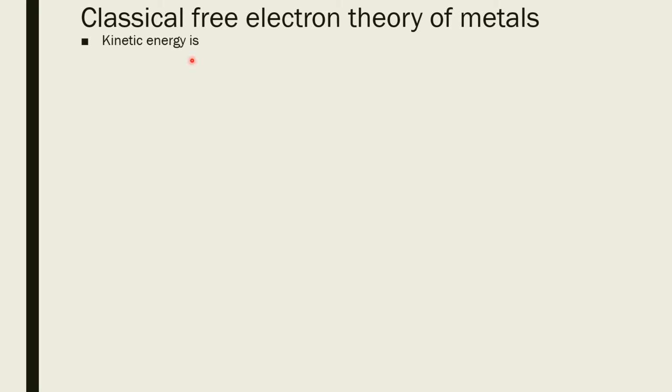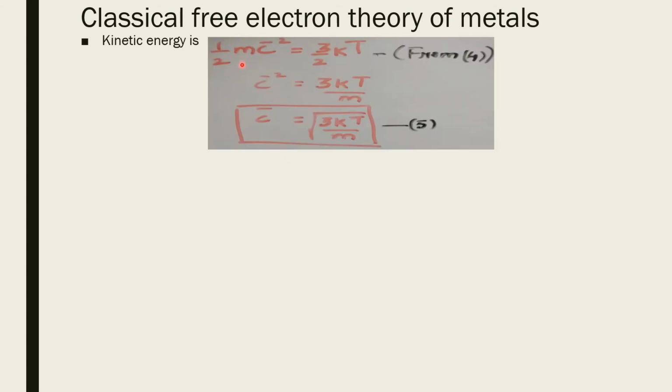Kinetic energy is given as half m c bar squared. Substituting from equation number 4, we write 3 by 2 kT. So we get c bar squared, which is 3 kT by m. Taking the square root, we get c bar, which is the square root of 3 kT by m. Equation number 5.